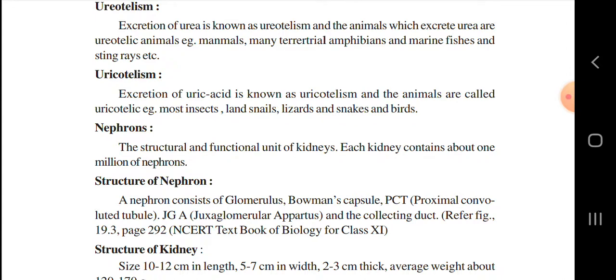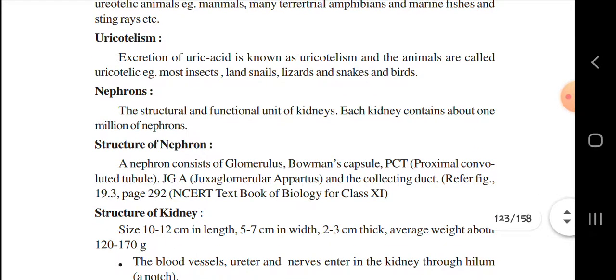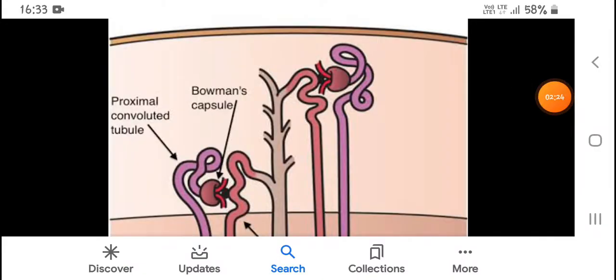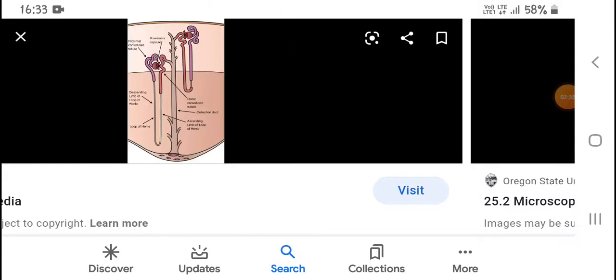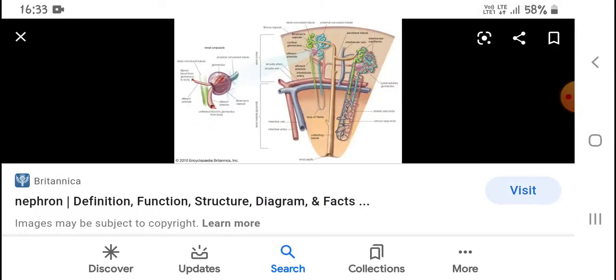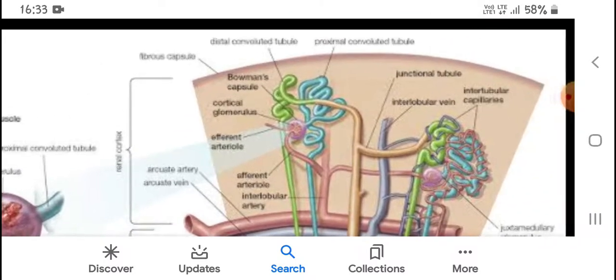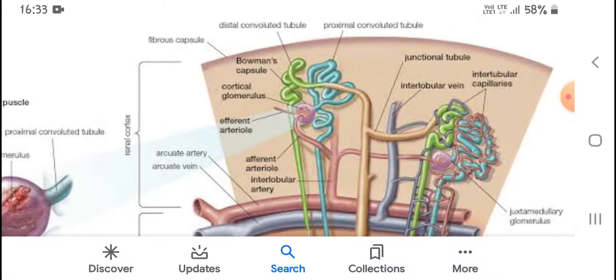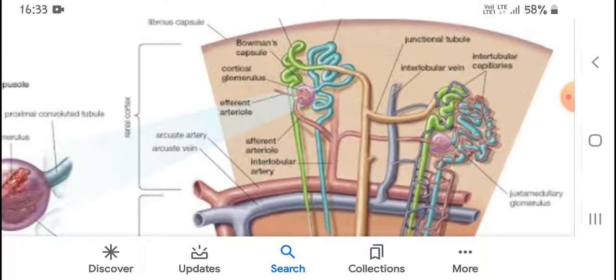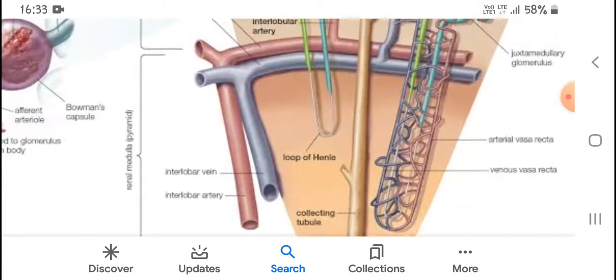I can also show the nephron image and explain it. So this is the total structure. You can see the Bowman capsule here, and in the center the circle, and you can see the cortical glomerulus and other parts of the nephron.